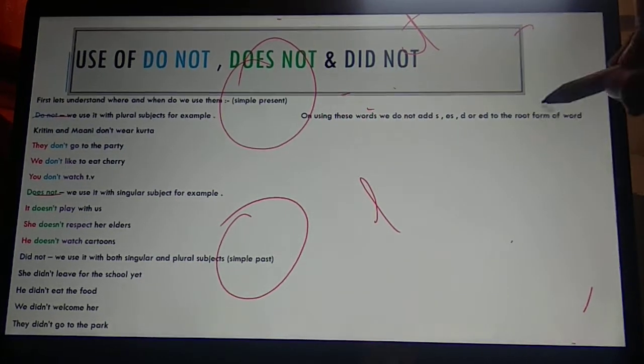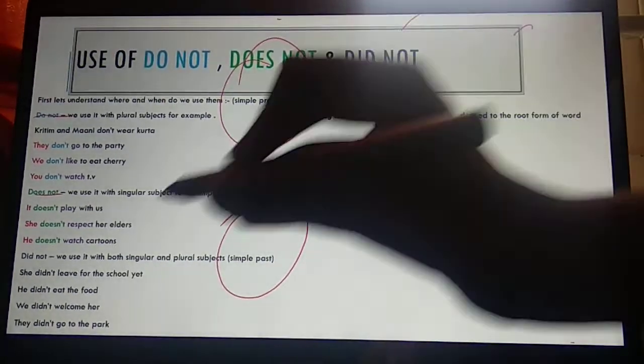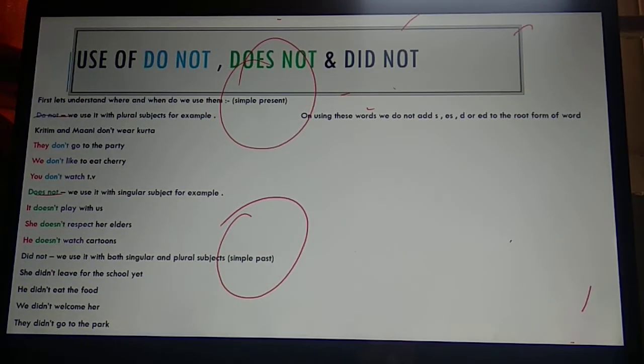Okay, hope you have understood this much. Now, she did not leave for the school yet. She is a singular subject, so did not will come. He did not eat the food. He is also a singular subject, did not will come. We did not welcome her. We is a plural subject, did not welcome. They didn't go to the park. They is a plural subject, so did not welcome.